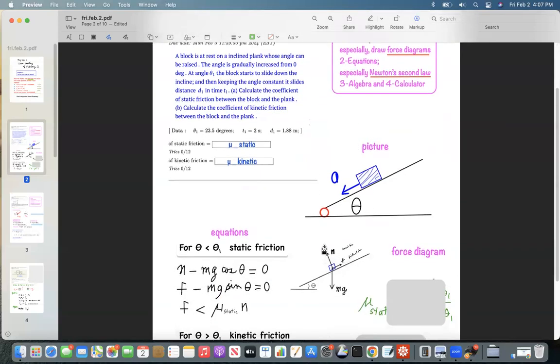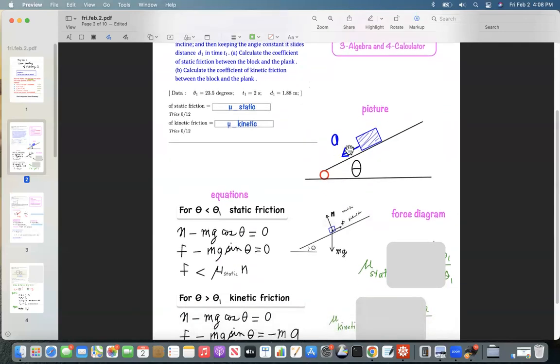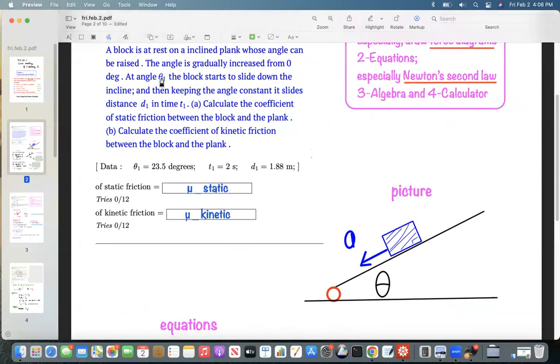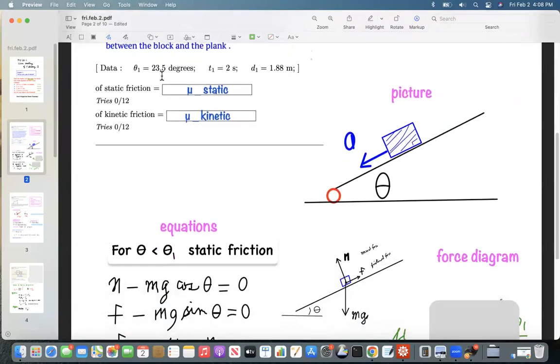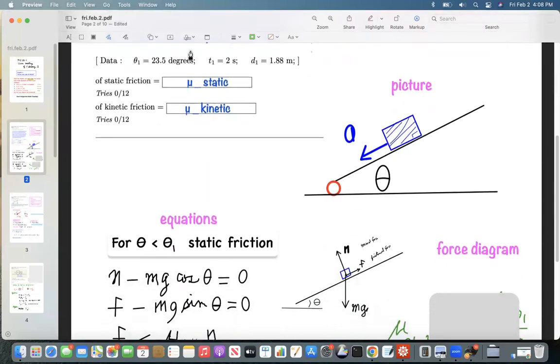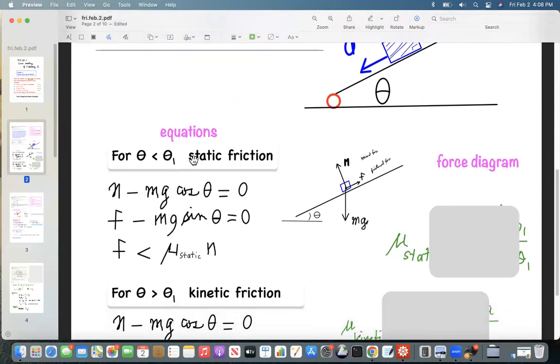All right, so here's a picture. Now I have to start writing down equations. Well, there are two parts to this problem. Theta less than theta 1, and theta greater than or equal to theta 1. For theta less than theta 1, the block is at rest. And this is an example of static friction. So I have to draw a different picture. I have to draw a force diagram. So here's the force diagram.